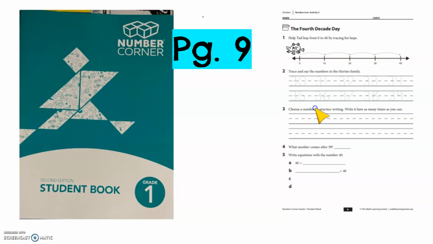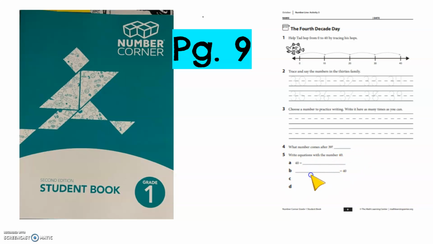You're then going to choose a number to practice writing. Write it here as many times as you can. You have 2 lines. So even if you picked more than one number from above to practice writing, you can use this space to practice writing them. It asks you, what number comes after 39? What number does come after 39? It's 40, so you would write the number 40 here.